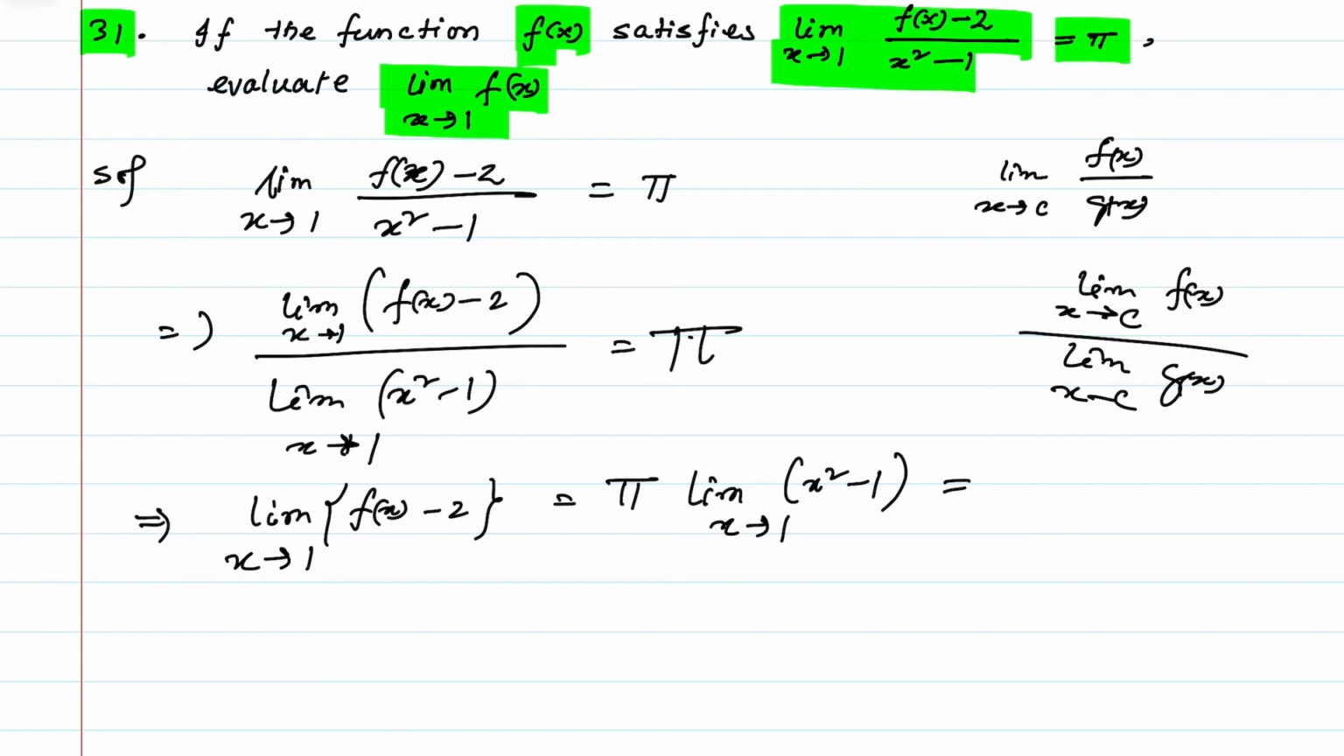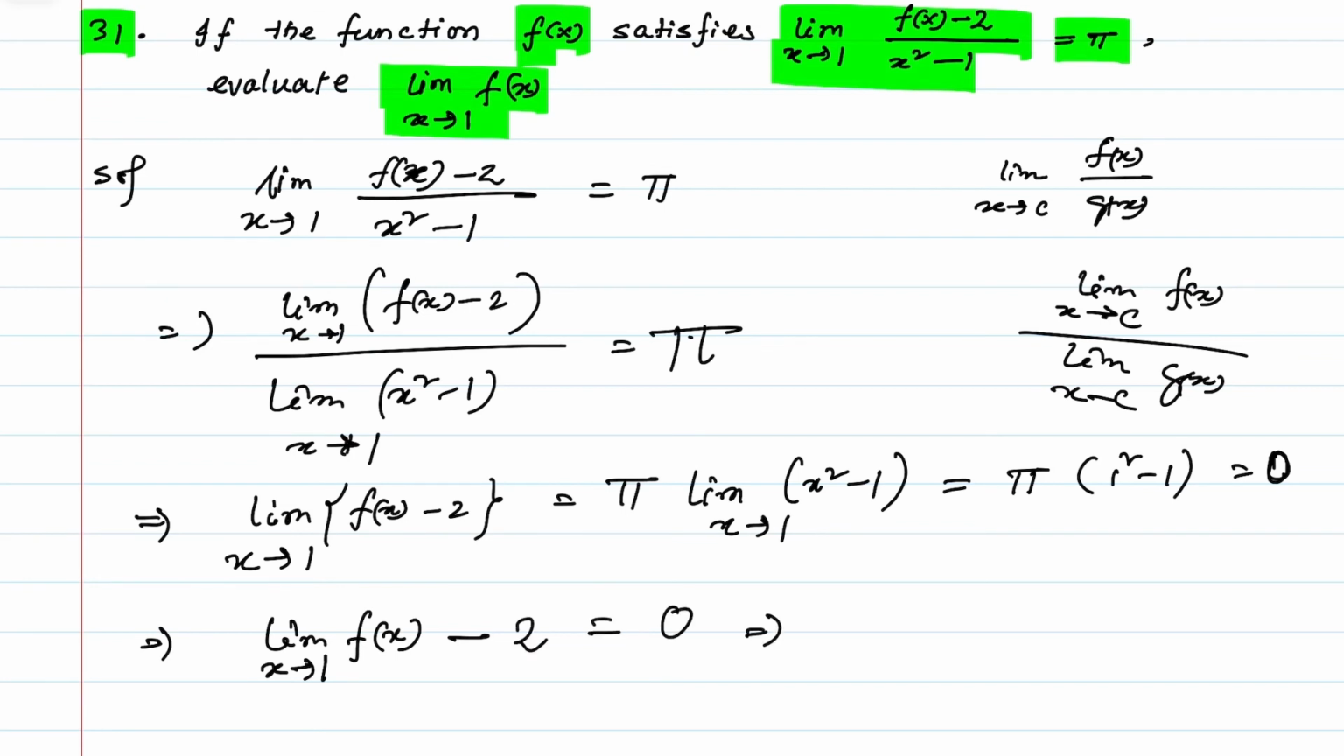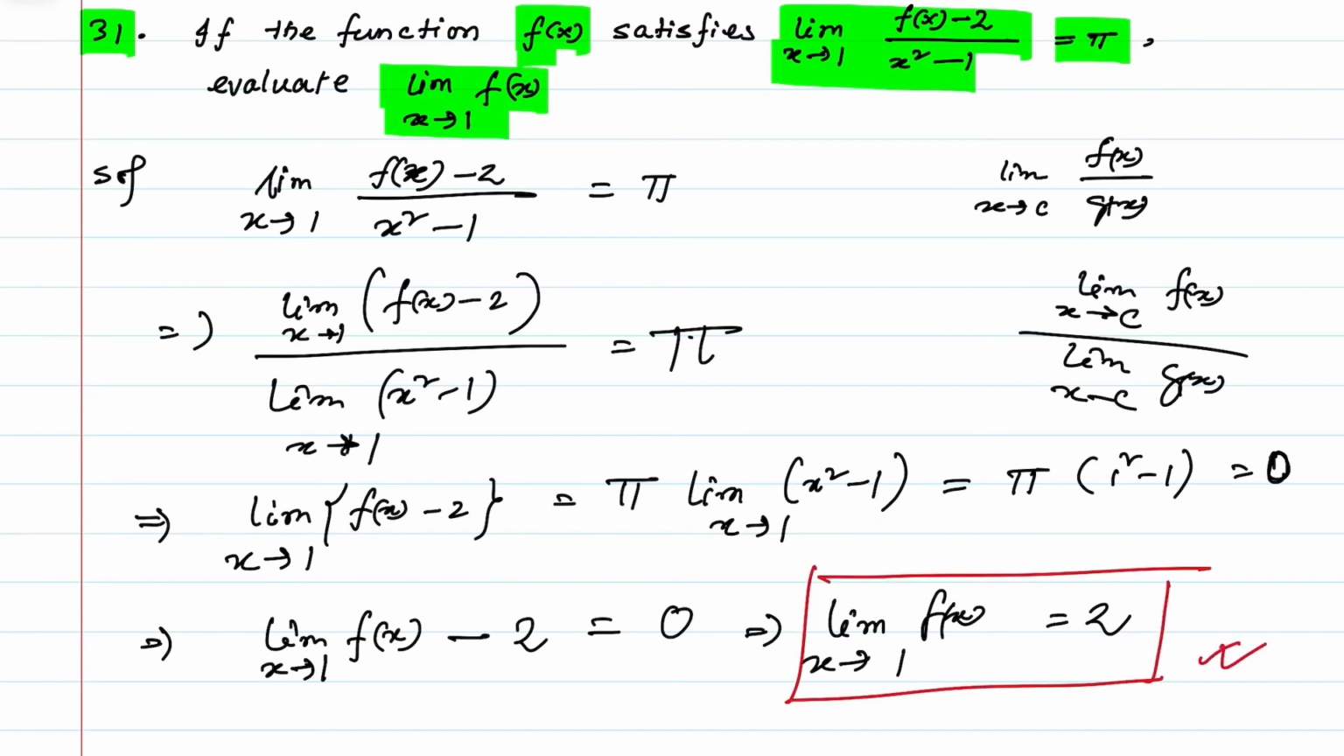So here you see on the right hand side this is gonna be 1 square minus 1, that's gonna be 0, pi into 0, that will be 0. Okay, so therefore limit of any constant is that constant. So here we will get limit of f of x as x tends to 1 minus limit of 2 as x tends to 1 remains 2, and here it is 0, which implies limit of f of x as x tends to 1 is equal to 2. So this is our solution. So hope you have understood.